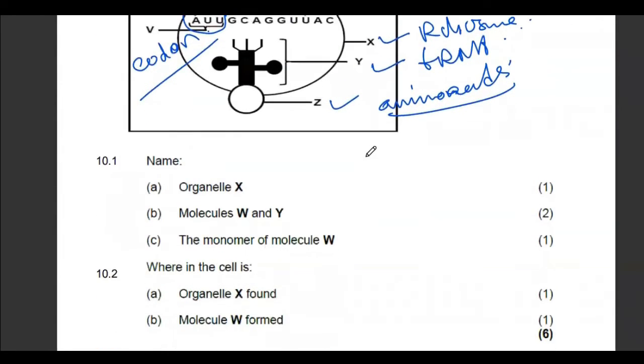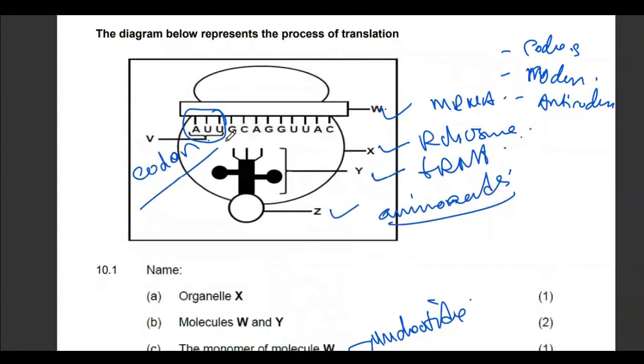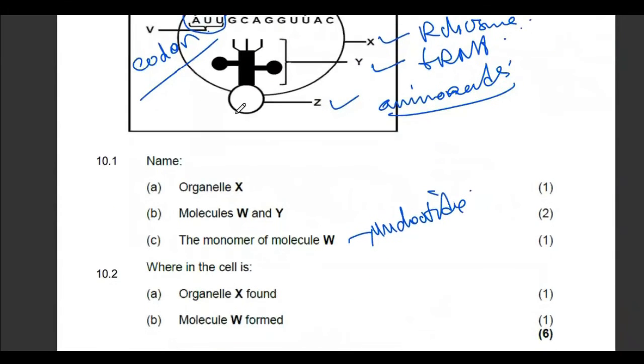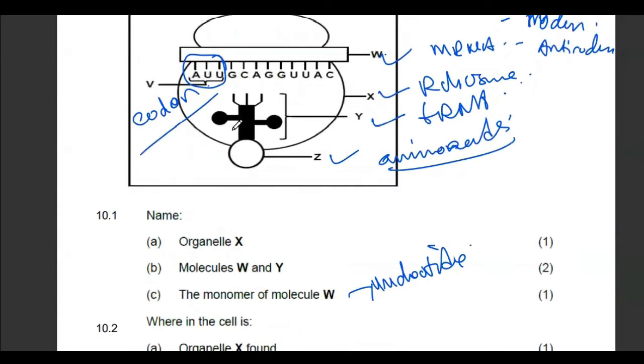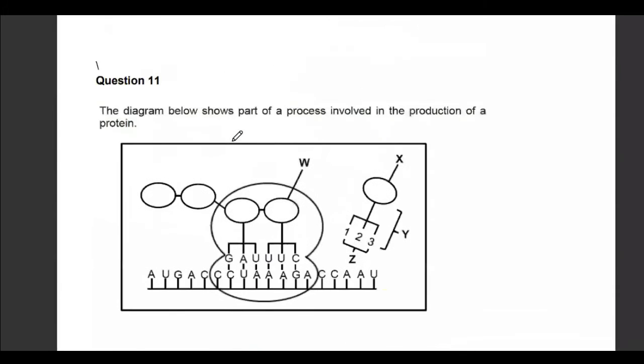Molecule W formed, organelle X, we have seen it, ribosome. The monomer of molecule W. Remember the building blocks, that's what we call the monomer. Therefore, it is going to be the nucleotide. And then molecule W and Y, we have seen it. W is messenger RNA, Y is the transfer RNA, and organelle X is the ribosome. So still the same thing.